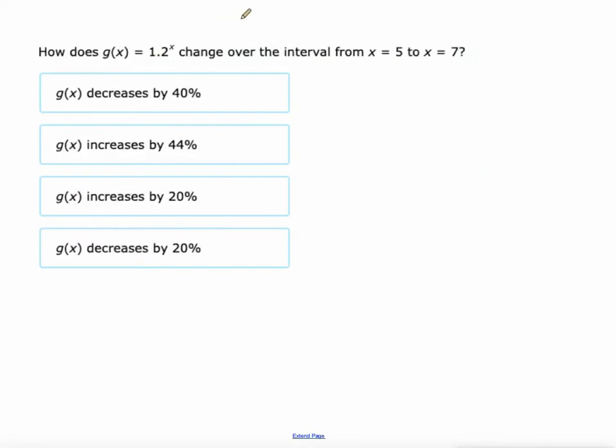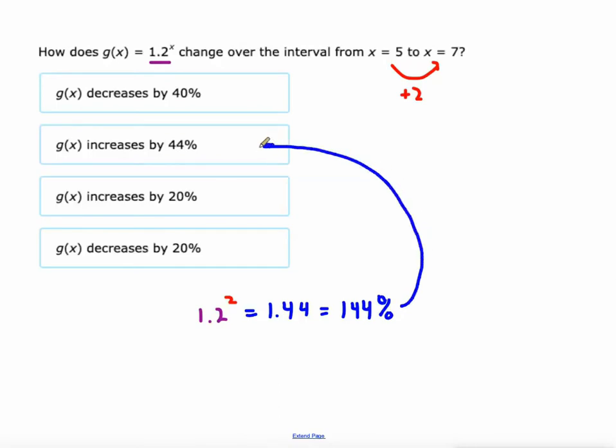Couple more. What about this one? This one's a little bit funky here in that, here's our increase. X increases by 2. Here's our base, 1.2. Let's do 1.2 to the power of 2. What does that equal? That equals 1.44, or 144%. We could look at it like that. And that's indicated right here, an increase of 44%.